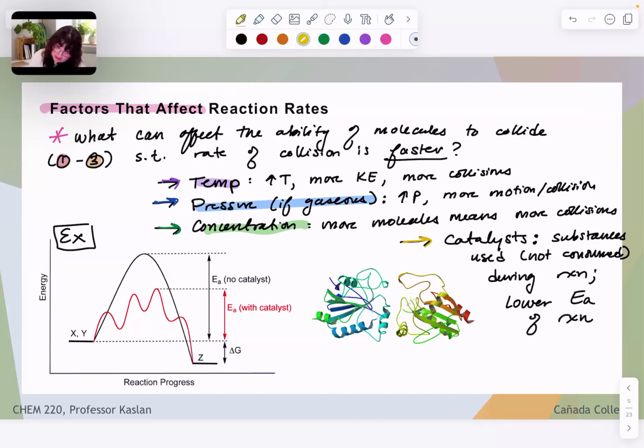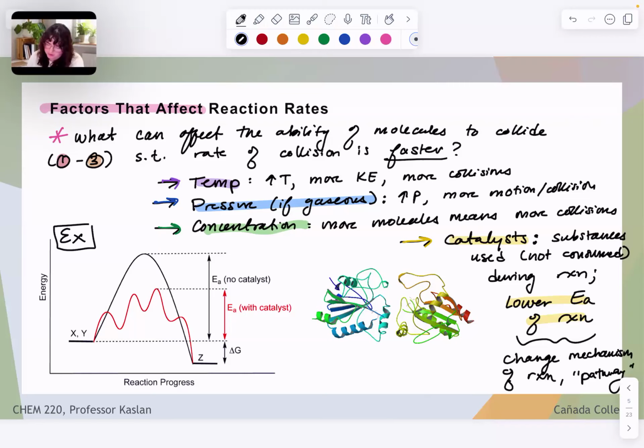All right, so again, catalysts are very interesting substances. They are basically why any biological thing can happen in a timely manner. These are substances that are used but not consumed during a reaction. They lower the activation energy of the reaction, and they're able to do this because they change the actual mechanism of the reaction, or the pathway.